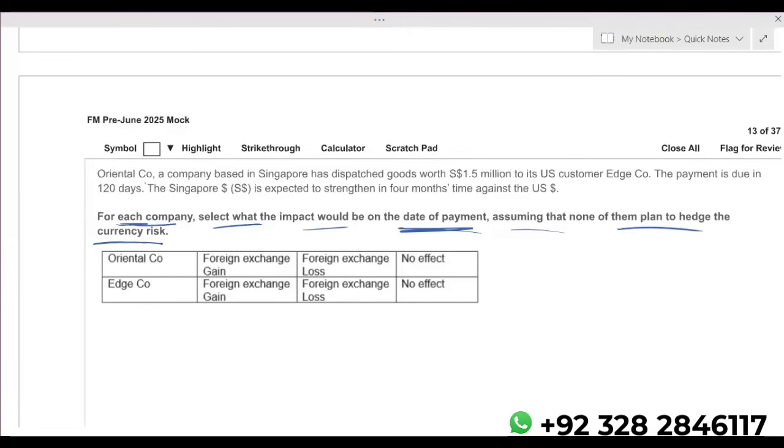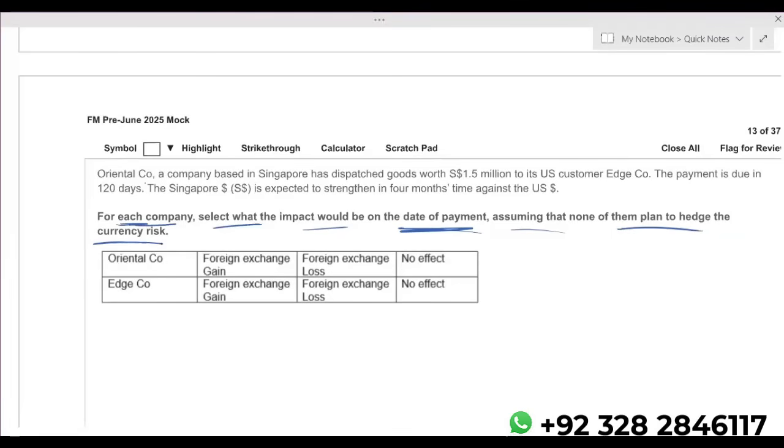How? For example, if I have made an export today, but I'll be receiving the foreign exchange after 3 months. And I know that my currency is getting depreciated every day. Then obviously in 3 months' time, 4 months' time, when I get the foreign exchange and convert it into my local currency, I'll be getting a larger amount. So a very simple rule is, if your currency is getting depreciated, on export you will have a benefit.